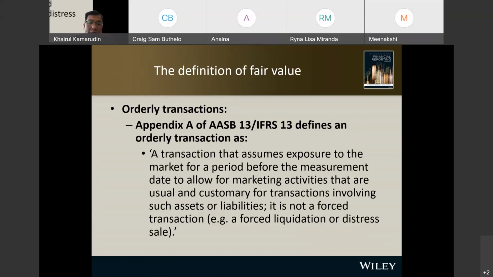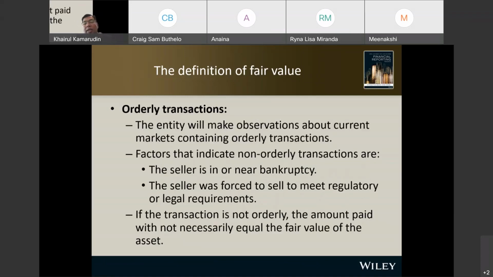But in certain situations, you can see that they have this urgent sale. I'm moving out, I'm moving from the UAE, so I need to sell the car, only 3 days. So that will be very, very urgent. That is called a distress sale. We don't use that term, distress sale, but we use more orderly transactions.